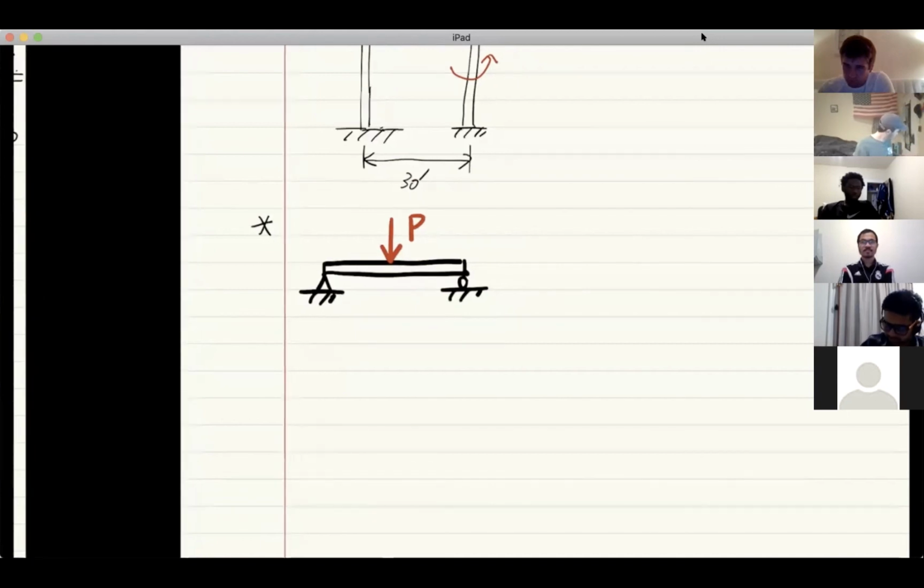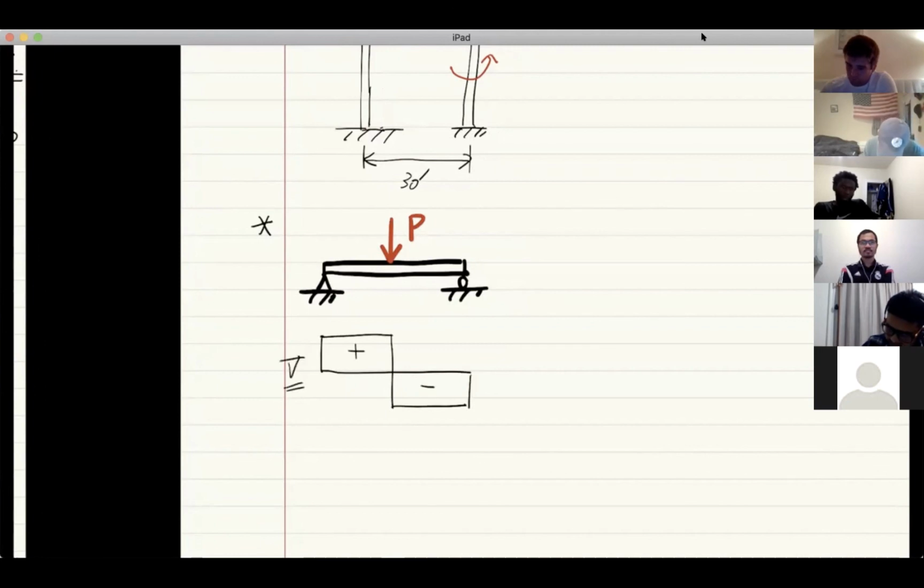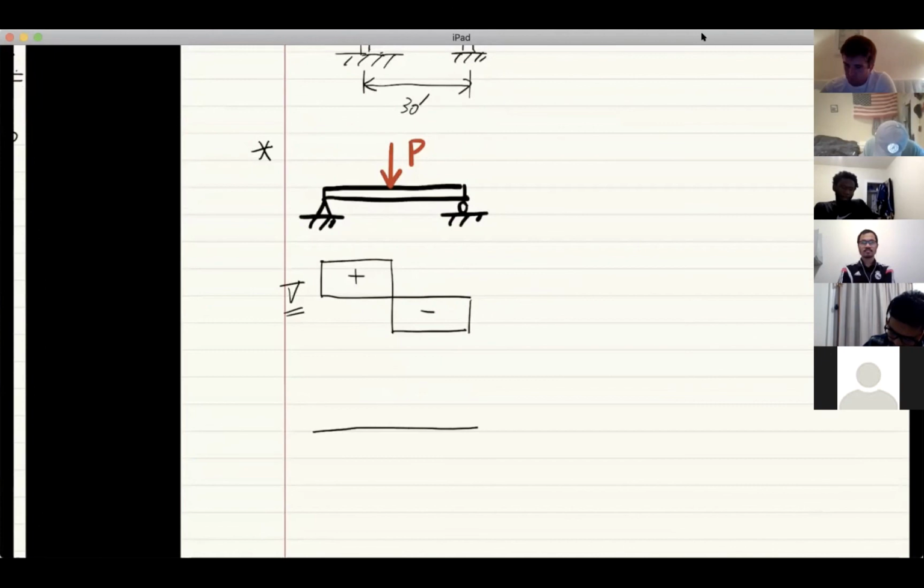So, if you have a structure like this, what's the shear force? The shear force diagram is going to be like this. Positive shear, negative shear, this is the shear force diagram. And the bending moment diagram, of course, is a triangle, right? This is a positive moment. This is what we define. You have done this so many times. Now it's a piece of cake to you.